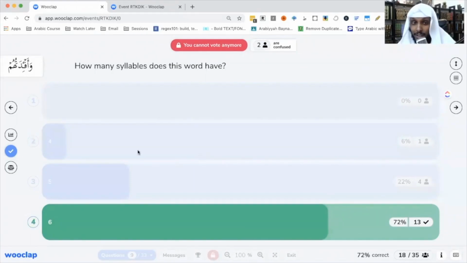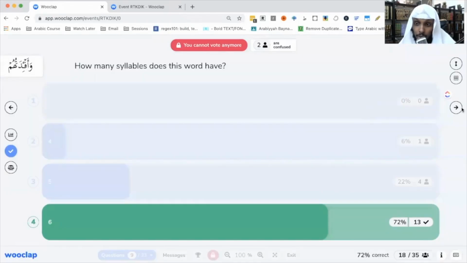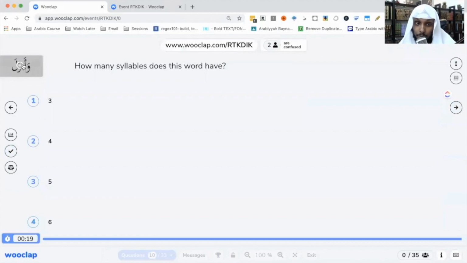Ooh, still struggling. No problem. Keep on practicing this. Wa af, I da tu hum. Again, wa af. 1 syllable here. I da tu hum. 1 syllable here. Okay, good. Another one. Should be easier this time.